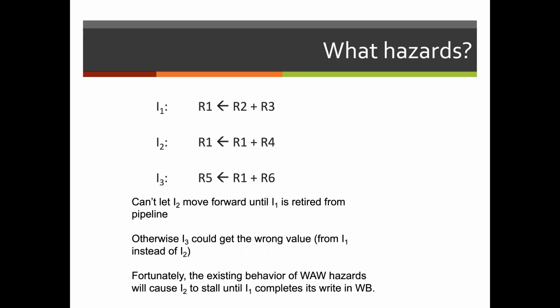And so if we want to consider the different types of hazards that are in place, let's say we take a look at 3 instructions that we have. So we can't let I2 move forward until I1 is retired from the pipeline. So this can present a read after write hazard. Otherwise, I3 could get the wrong value from I1 instead of I2. And then we can also have write after write hazards occurring for I1 and I2 as well with regards to R1.